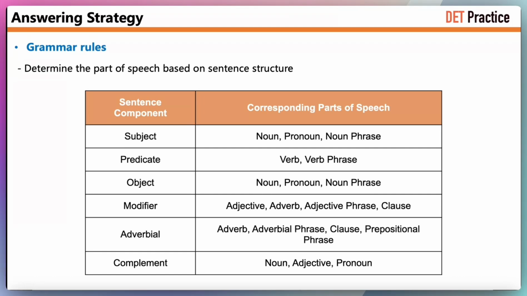For instance, if the word to be filled is at the beginning of a sentence, it's likely to be the subject or part of the subject. In this case, it's highly probable that it's a noun or pronoun. The following table lists common parts of speech corresponding to different sentence components. You might want to take a screenshot of this for future reference. Next, let's proceed to look at some example questions.